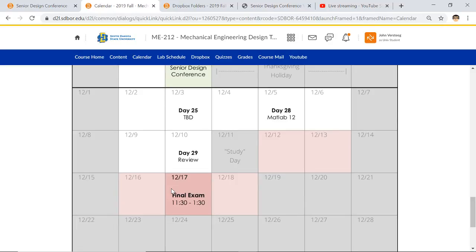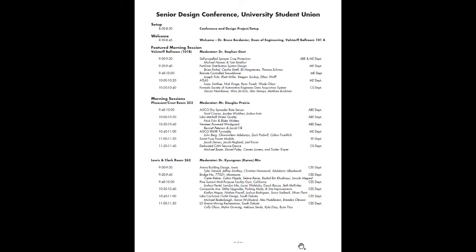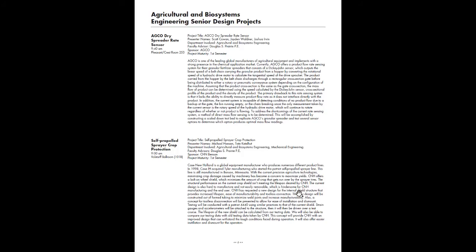Instead of class next Tuesday, you are expected to attend the Senior Design Conference. The information for the Senior Design Conference is available in booklet form as a PDF on D2L. You can look up the schedule of presentations, the schedule for when food is served, and read through an abstract from each of the projects. Most of these abstracts were written yesterday because this PDF was generated yesterday.